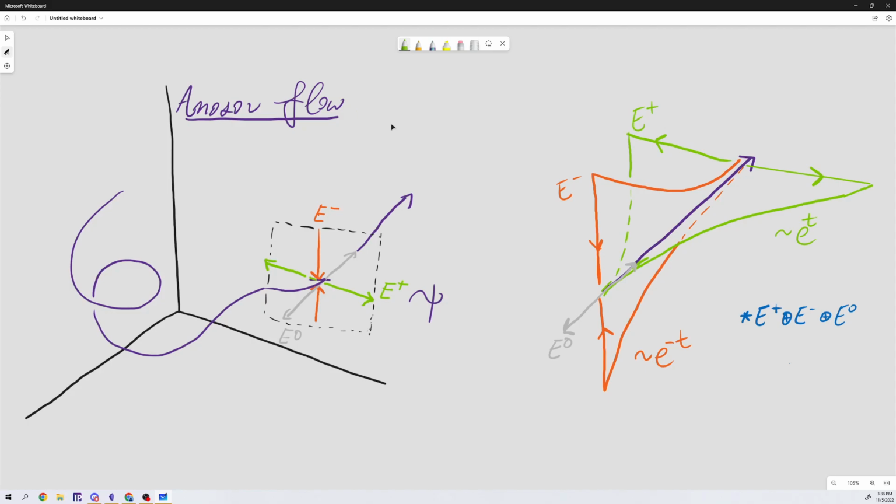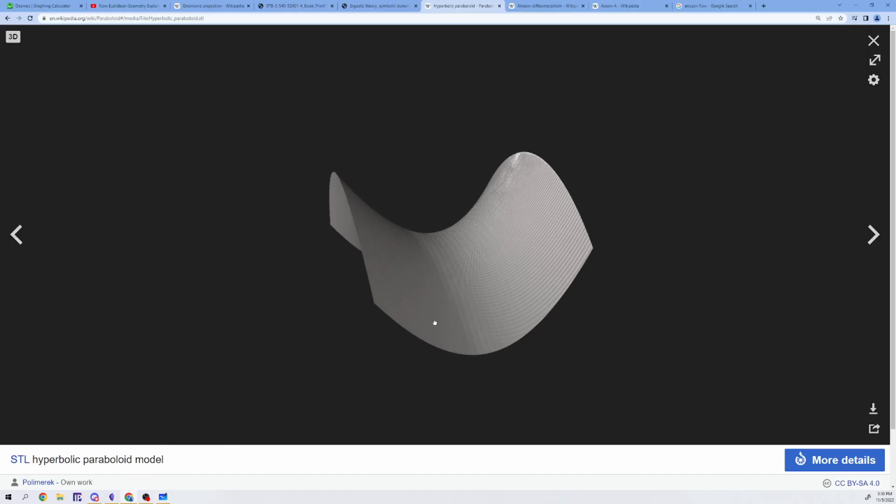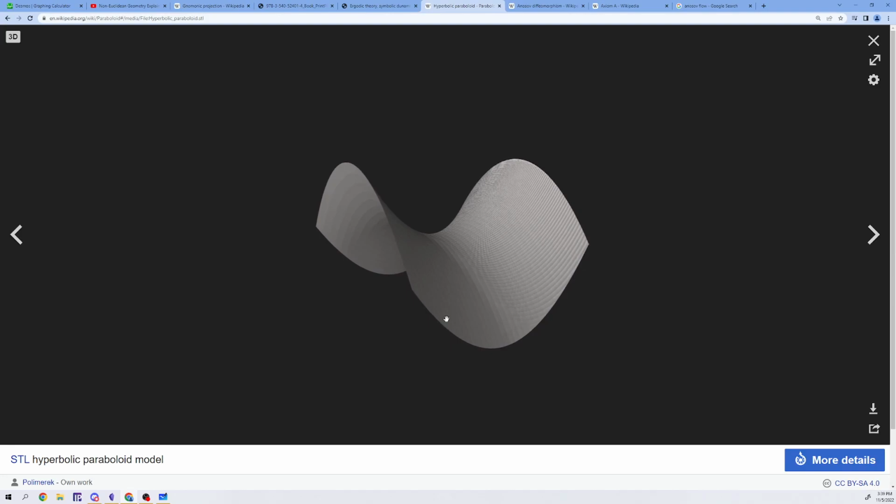And an Anosov flow is quite interesting. It's very ambiguous. If you go on Wikipedia, it's not a very concrete definition. What I just want to do here, the purpose of this part, is just to give you the intuition of an Anosov flow, because it is quite interesting. You'll see how the definition arises if we look at hyperbolic space. So this is a hyperbolic paraboloid.